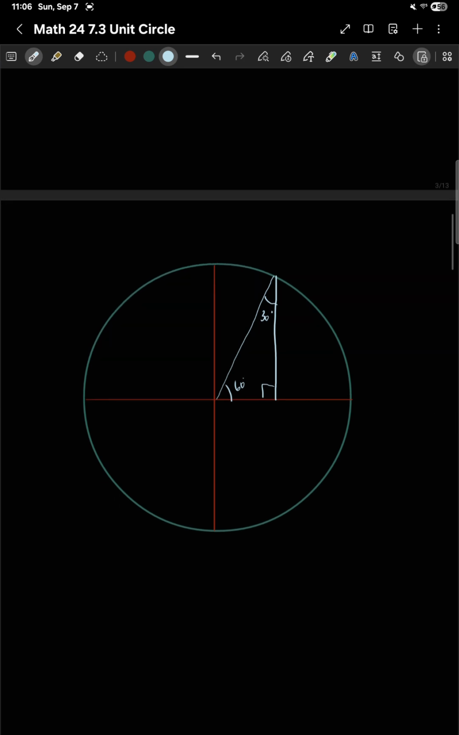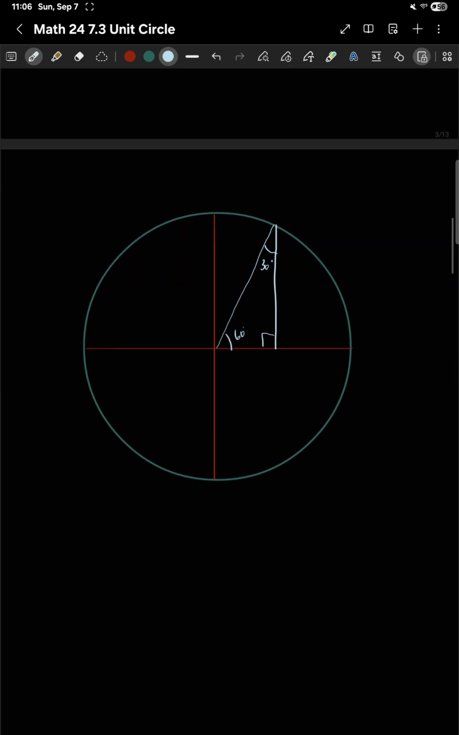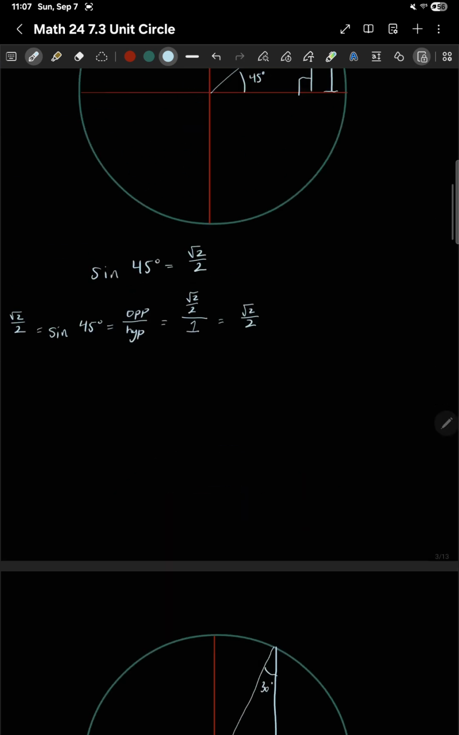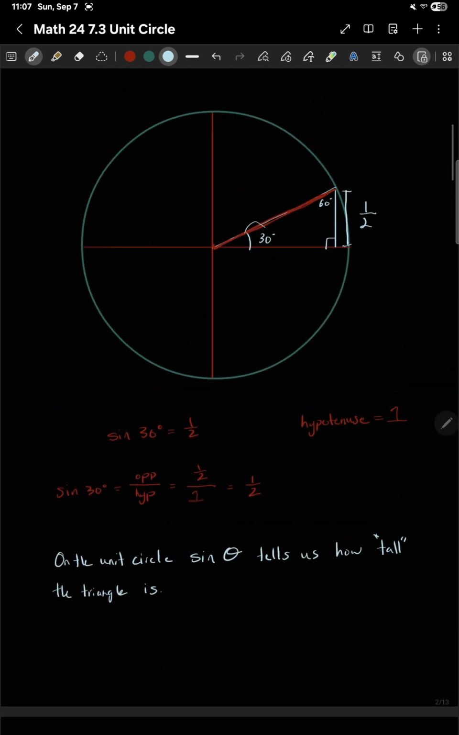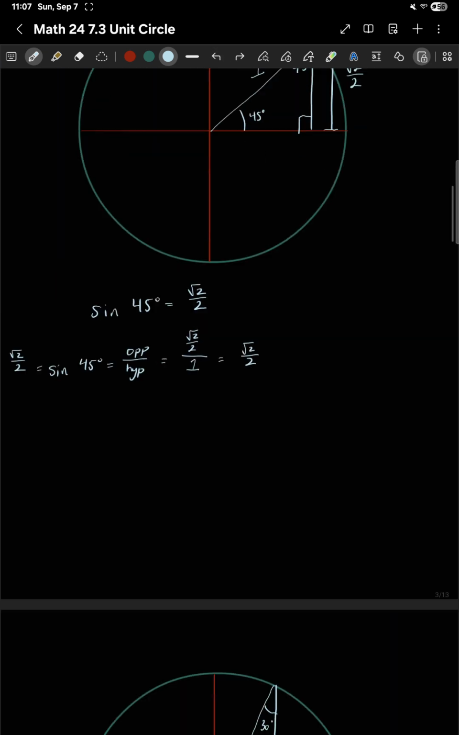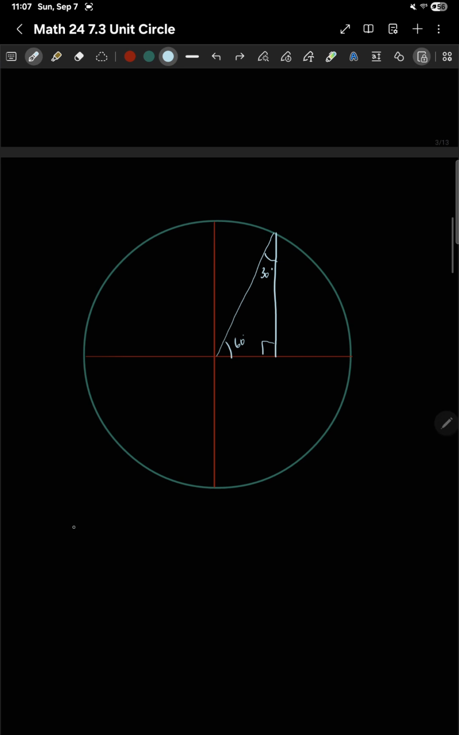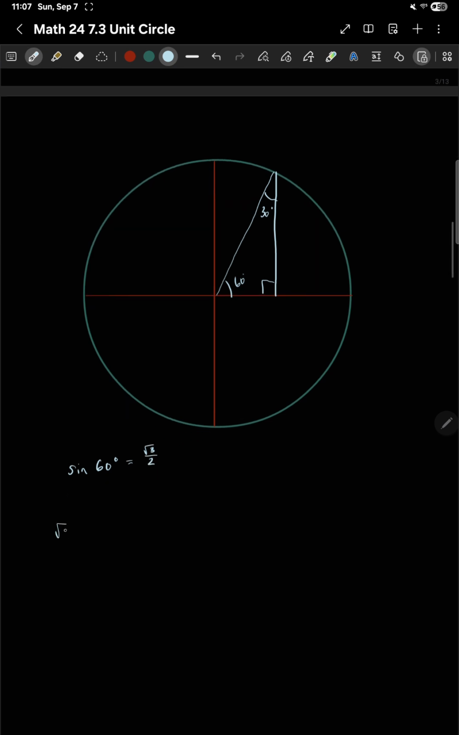And so now we have a 30, 60, 90 triangle again, but this time the angle that we have here is 60, as opposed to, I'm going to scroll back up here, the 30-degree triangle was down here and the 60-degree triangle was up here. So this triangle is standing up now rather than laying down. And we know from previous information that sine of 60 degrees is equal to the square root of 3 over 2. And so we have the square root of 3 over 2 is equal to sine of 60 degrees.